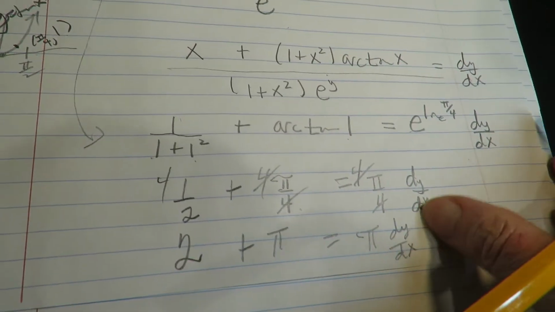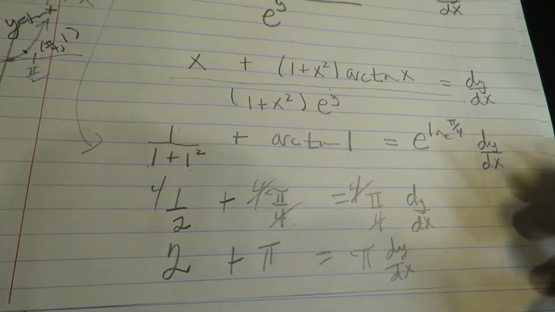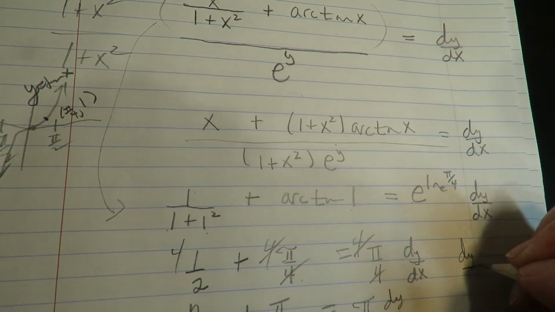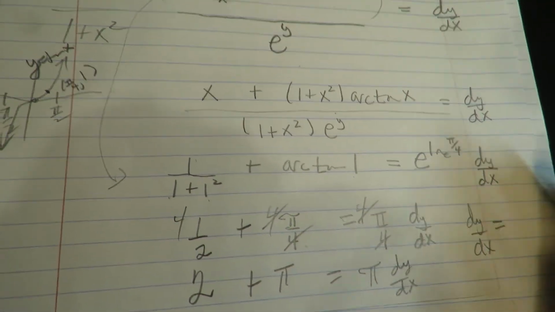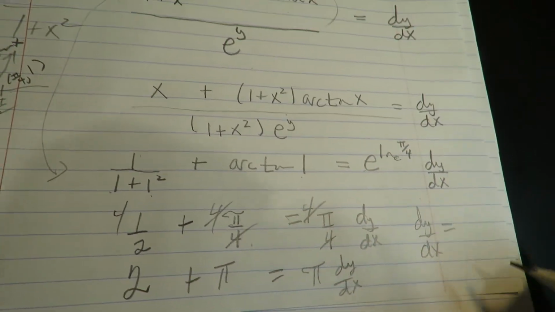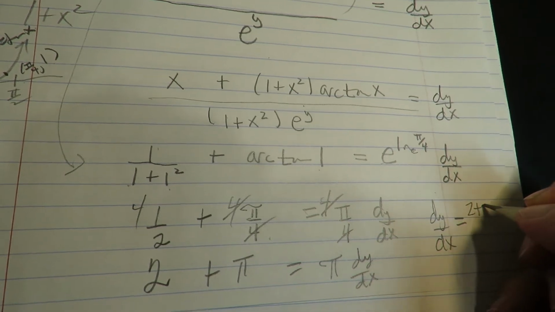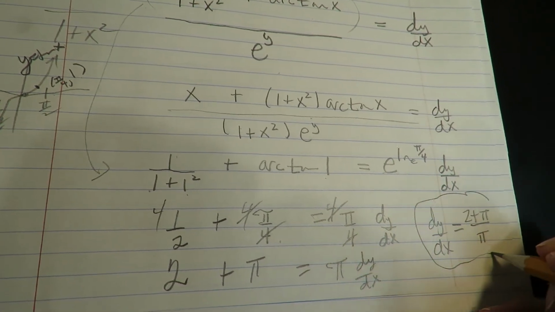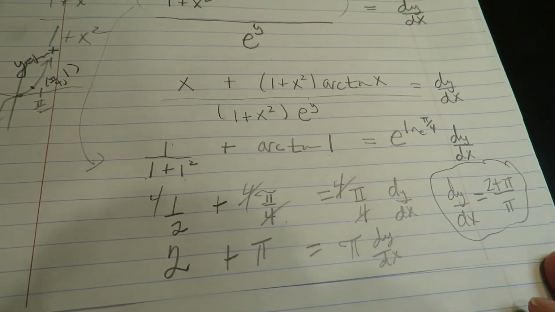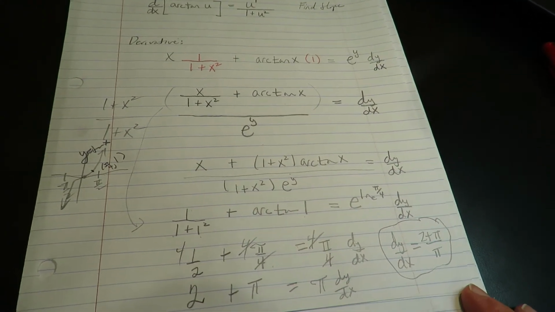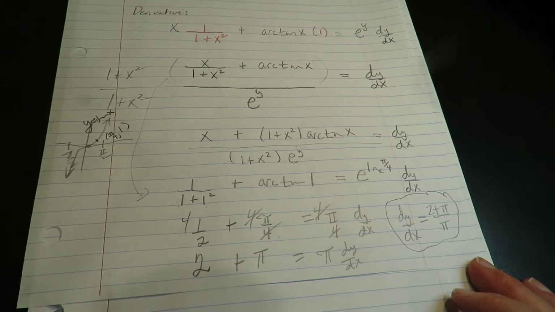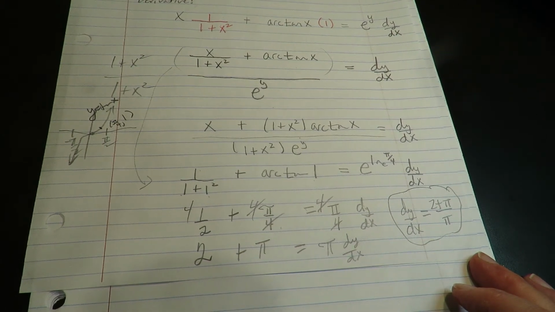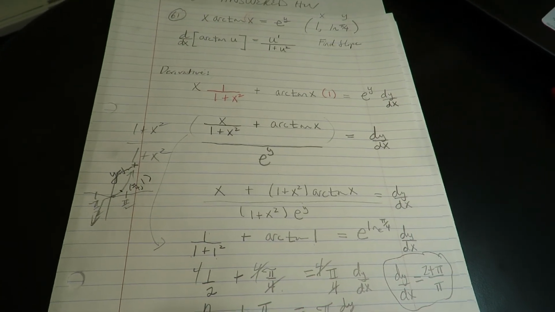And of course it's at the very end, and I have no space. I just have to divide off this pi, gang. So dy dx is equal to 2 plus pi over pi. All right, I tried my best to make that not seem so crazy, but that's the final answer. I hope that was helpful.